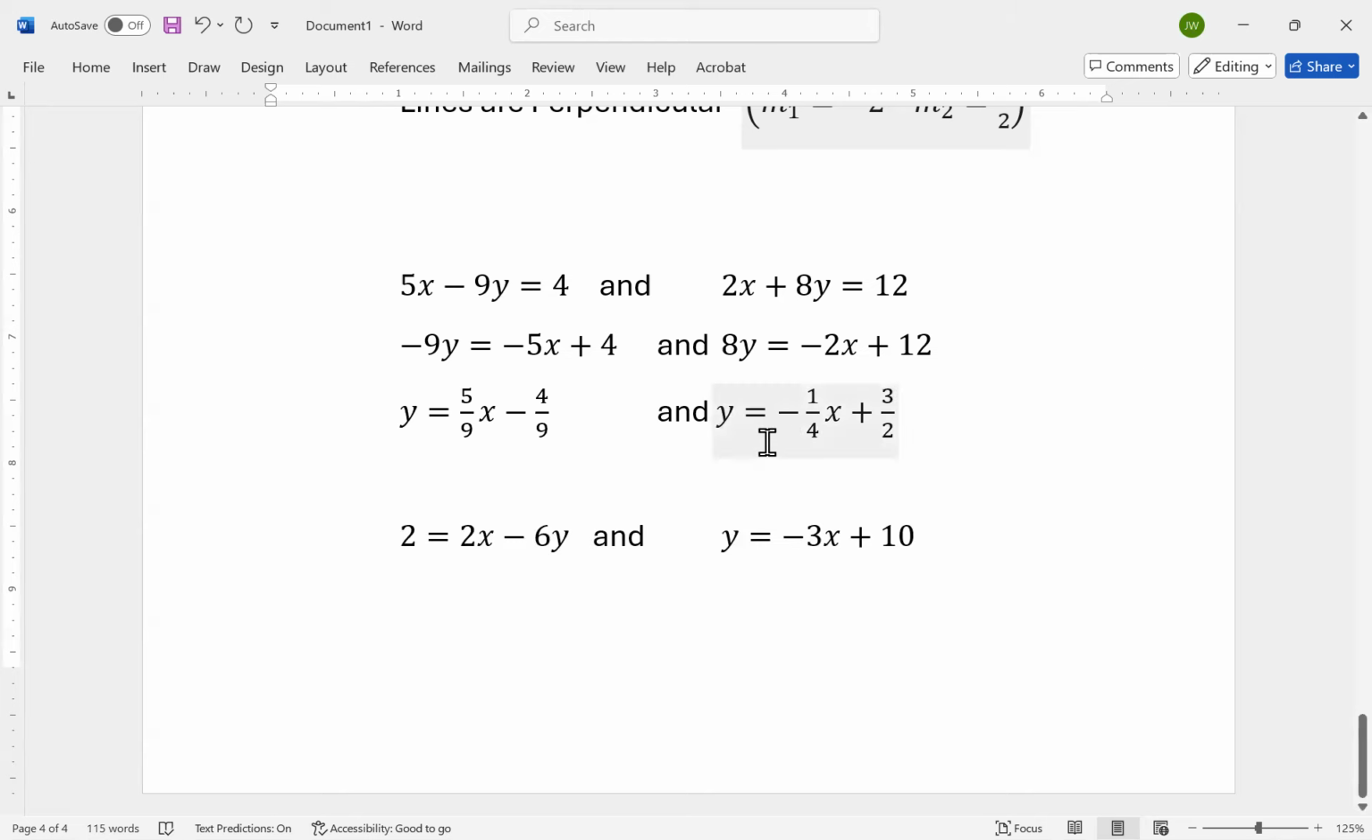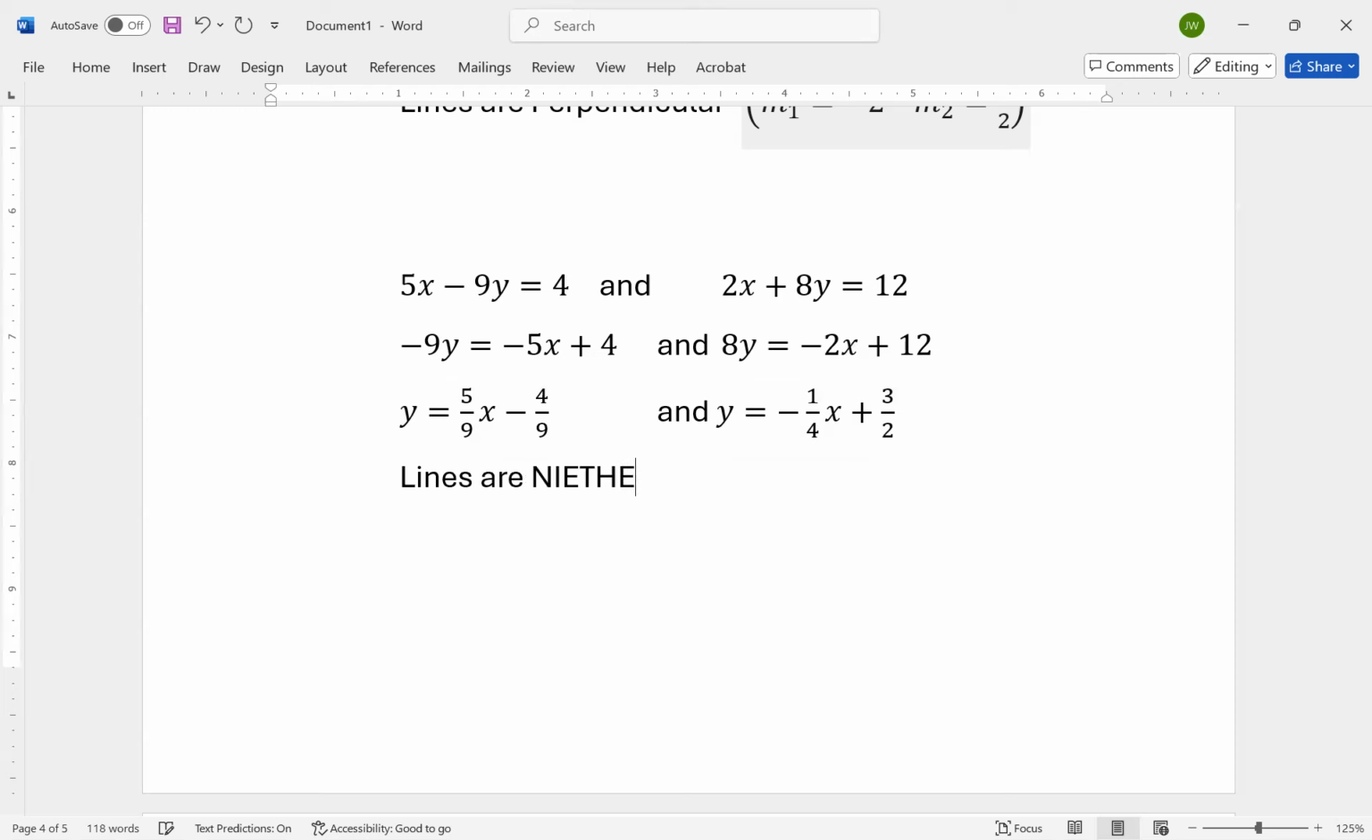In terms of the slopes, it's pretty easy to see that one of the slopes is 5 over 9. The other is negative 1/4. One is positive, one's negative, but they're obviously not reciprocals, so they're not negative reciprocals of each other. They're obviously not the same. And so in this case, the lines are neither. That is neither parallel nor perpendicular.